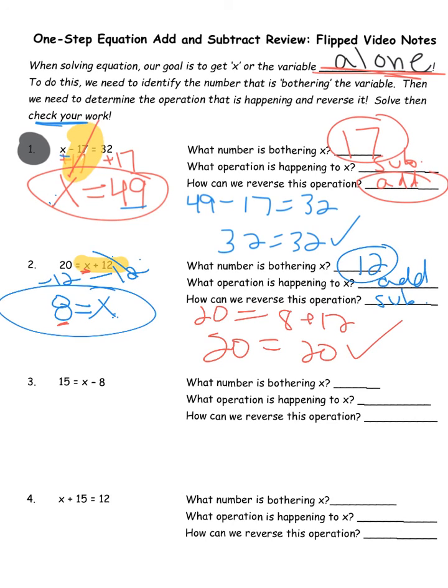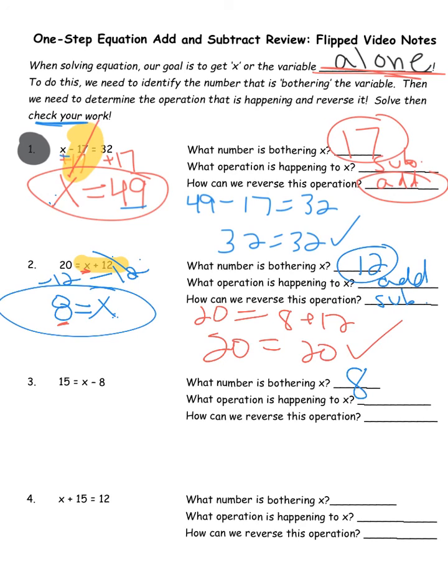What number is bothering x here? I see the number 8 is on the same side. Now, why is 15 not bothering x? Because sometimes people want to say 15 because they see the 15. 15 is on the other side of the equation. It's not anywhere near x. So 15 is not bothering x, but 8 actually is.